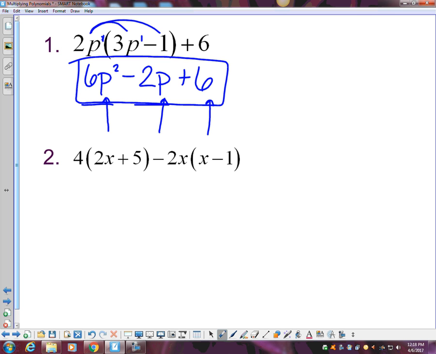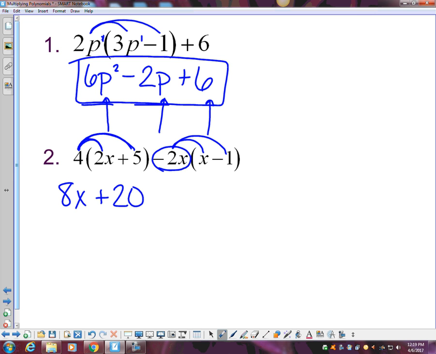Okay, looking at number 2, I've got two things I'm going to distribute. I've got this 4, and if you look in the middle, now remember that's not a 2x, that's a negative 2x. So I'm going to take the whole negative 2x and I'm going to distribute it. So you got to watch your numbers, you got to watch your variables with your powers, and you've got to watch your signs. Okay, so let's start here with the 4. So 4 times 2x is 8x, and 4 times a positive 5 is a positive 20.